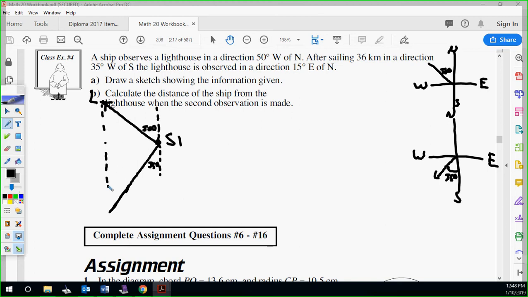So then he's east of north. East of north would be like this. So then he's viewing it like this. Right? So like this little thing right here is 15 degrees. 15.